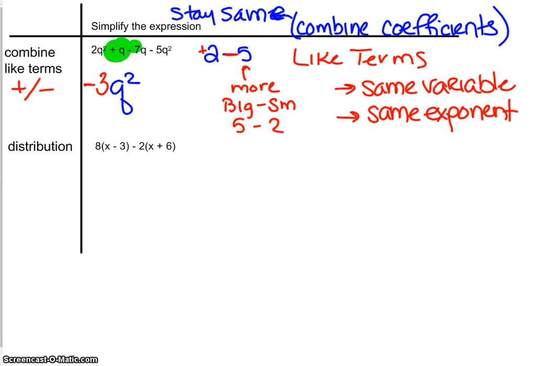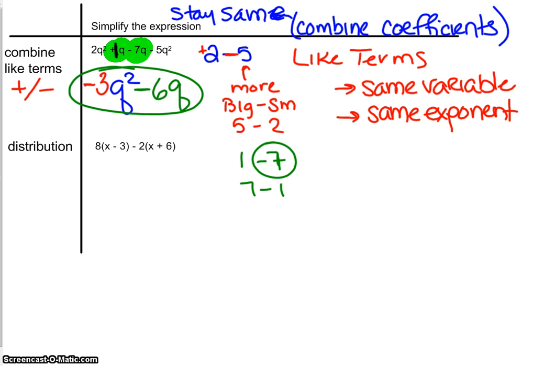So those are gone. Then I look at my other variable, and it's a q. Well, how many q's? Again, remember, there's always a number in front. It's not there, it's implied to be a 1. So this time I have a 1 and I have a -7. So again, more negatives. Big minus small. More negatives by 6. Now I can't go any farther because what I have is a q squared and a q. Same variable, different exponents.